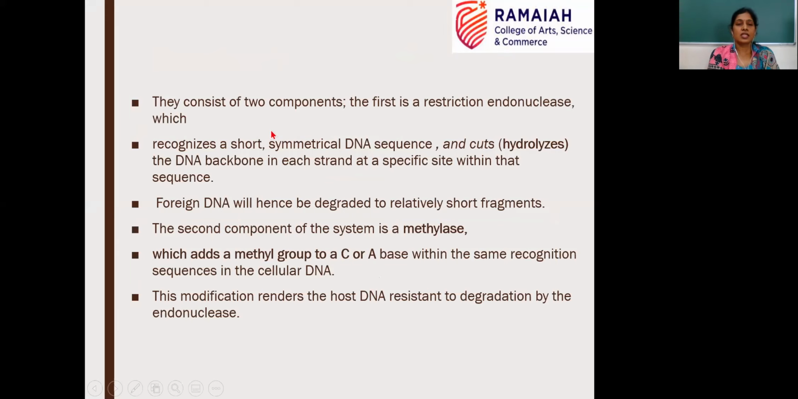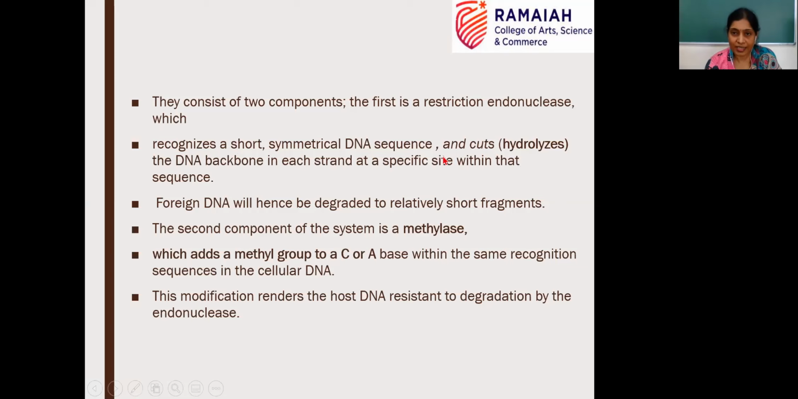This restriction modification system consists of two components. One is restriction endonuclease, the other one is methylase. The restriction endonuclease component recognizes a short symmetrical DNA sequence, which is called the recognition sequence. And this recognition sequence is very specific for a particular restriction enzyme.